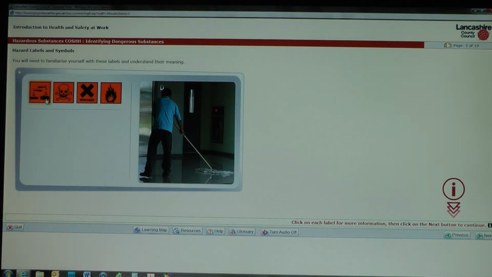Now let's take a look at the main labels you're likely to come into contact with. You will need to familiarise yourself with these labels and ensure you understand what they mean.